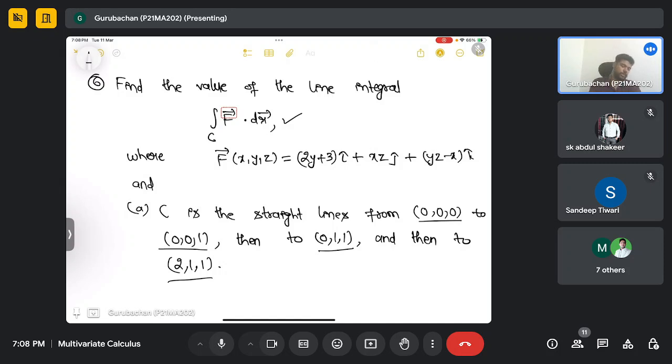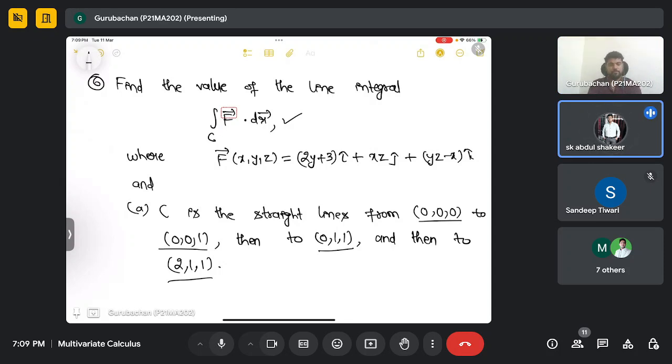Can anyone suggest how we will approach this one? Sir, vertices are denoted with O, A, B, C. Okay, we should calculate the lines OA bar, OB bar, AB bar, BC bar.